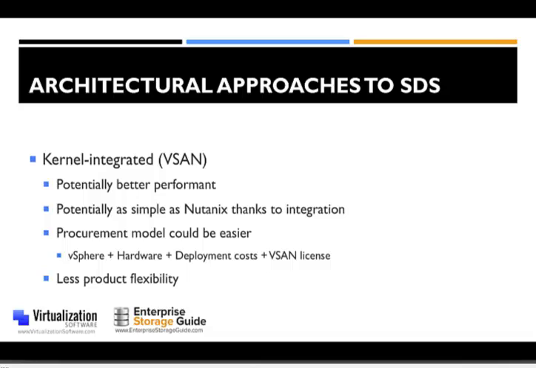Now, vSAN is potentially as simple to use as a Nutanix thanks to the integration pieces. Especially if you look at a vSAN ready node, you can get something that's ready to go tomorrow. The procurement model may not be quite as easy as you get from a Nutanix, where you basically call them up and buy from one place, but it's still certainly not bad. But there is going to be much less product flexibility. You are not going to port vSAN to Hyper-V because it's built into the kernel. Somebody would have to build that same service for Microsoft, maybe it's Storage Spaces, in order to have a similar service on that side of the house.